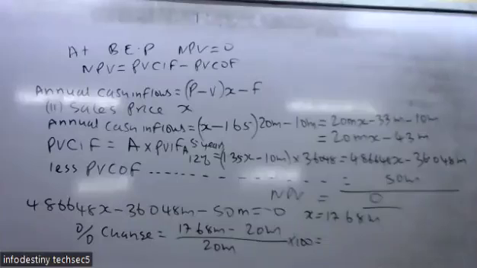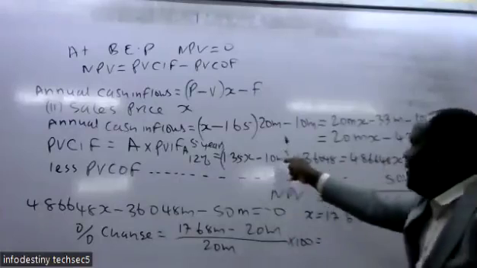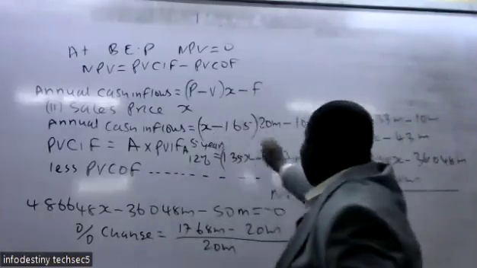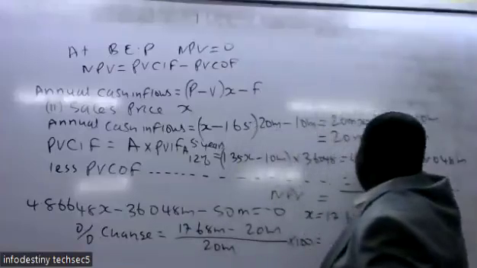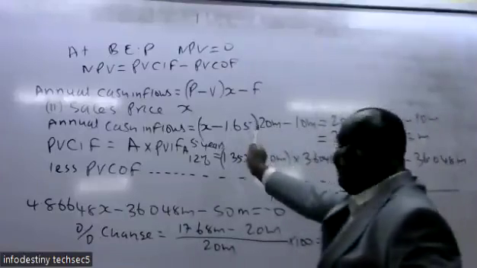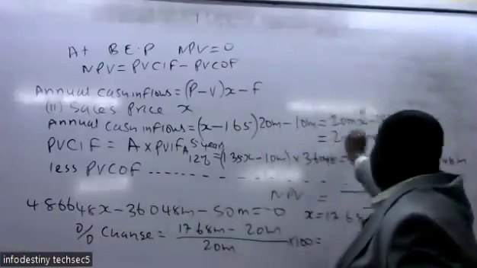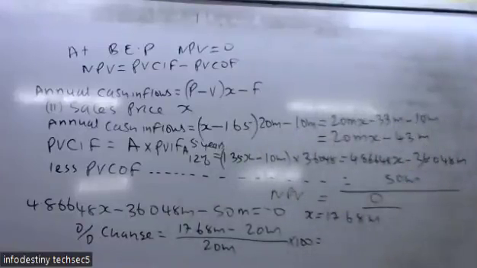20x minus 43. You have just opened the brackets. This multiplied by this gives that, so it is 33 million. Then again, we are negative 33 million, also negative 10 million. So finally it is negative 43 million.